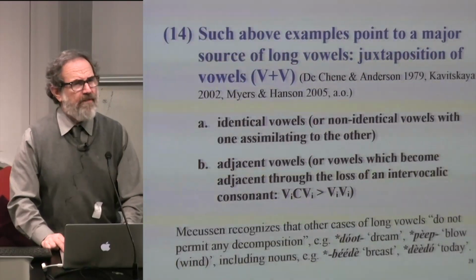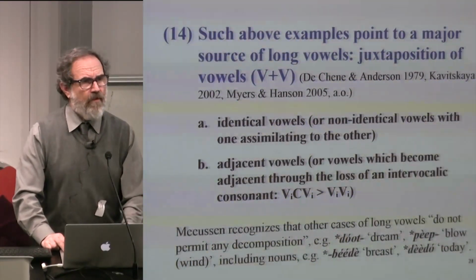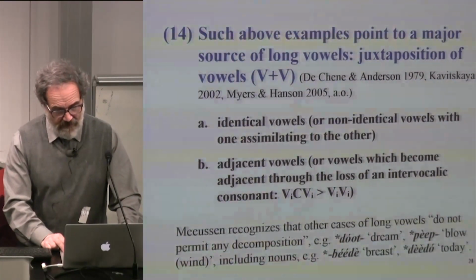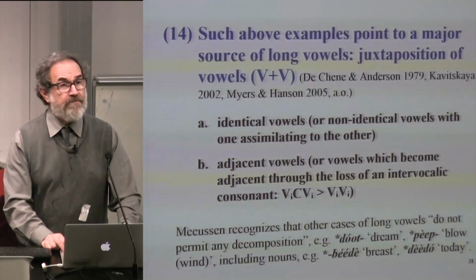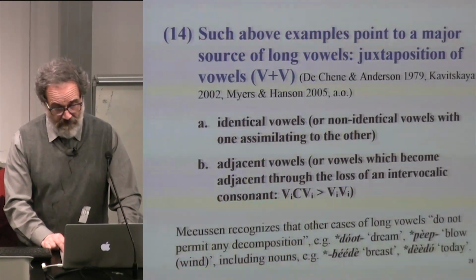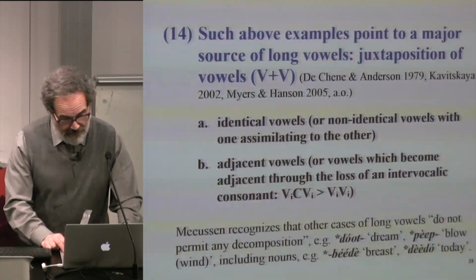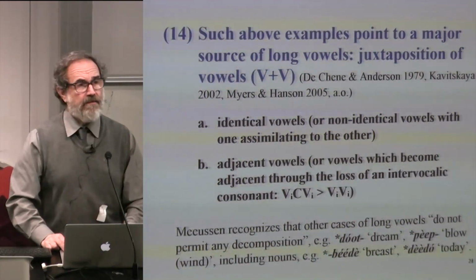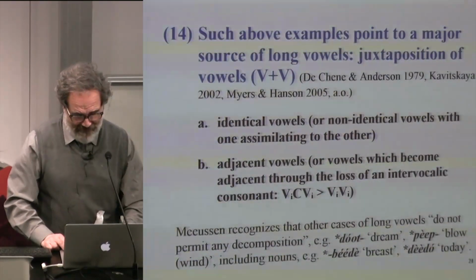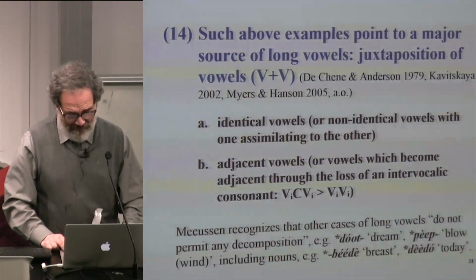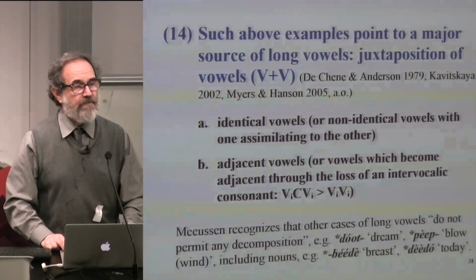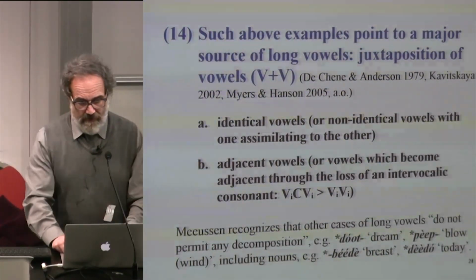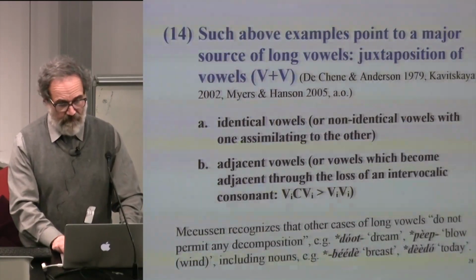And a typical thing might be, in a number of Bantu languages, the suffix sequence aga will often become aa by deletion of the g. Okay. Meeussen recognizes that other cases of long vowels, quote, do not permit any decomposition, like the verb to dream, dòòt, and the verb to blow, pùùp, including nouns, the word for breast, and the word for today, lelo, sorry, I'm using d's here. D and L are the same thing in Bantu. Okay, so we definitely can be confident, and in fact, in the much bigger list of reconstructed roots, there are quite a number of long vowels that need to be reconstructed.